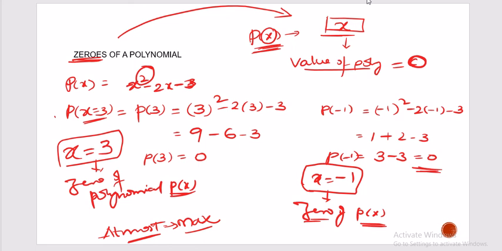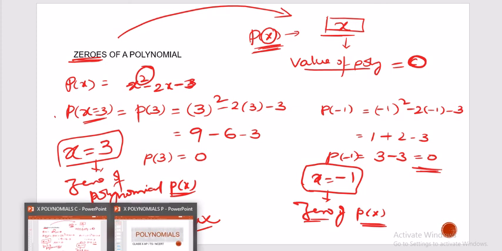So how to find the zeros of a polynomial? By using the concept of factorization, you can do it. Already you learnt in your 8th and 9th classes about factorization, right? So using this concept, we are going to solve the problems related to exercise number 3.1, right? So let us see them.